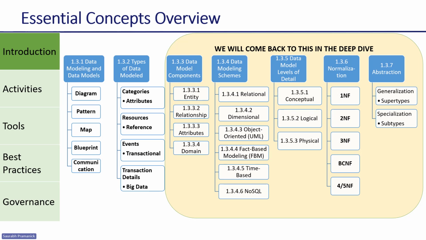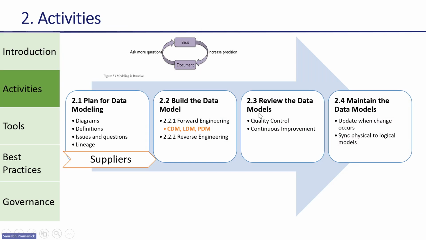And then we also have the abstraction that we want with respect to subtypes and supertypes that we want to add as part of my data model. So that is also something that we want to see. Now, just to start with, as I was mentioning, what are the different types of activities that are associated with data modeling?